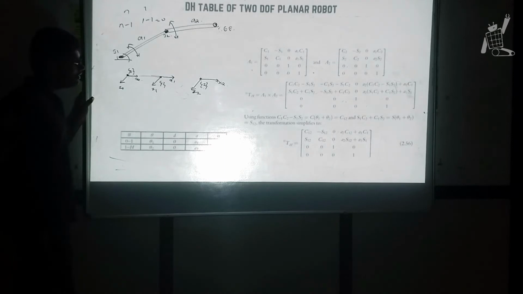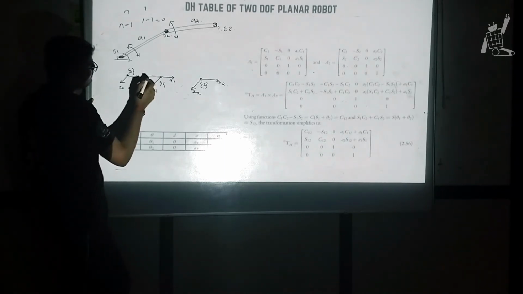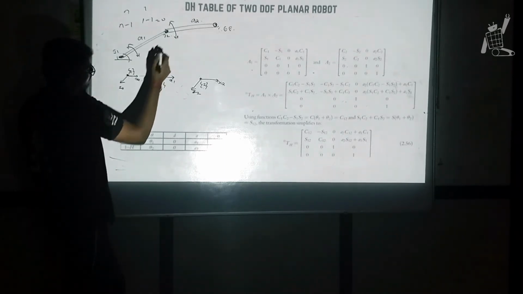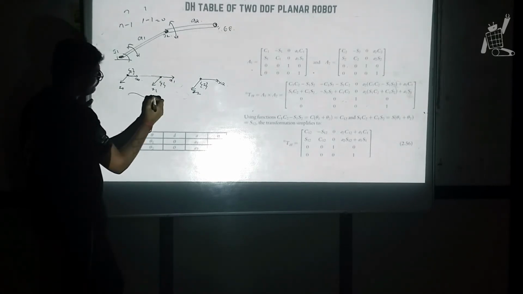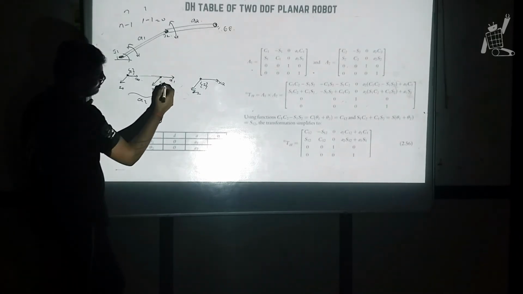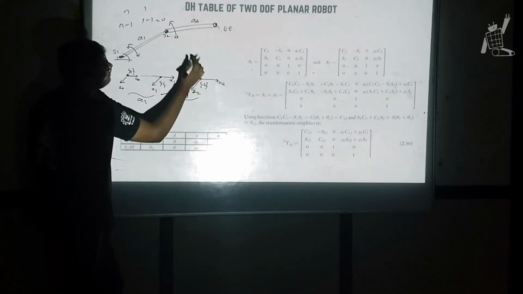So the frame assignments are done. Since we are assigning the frames at these points, the distance between these two frames will be a1, and the distance between these two frames will be a2.